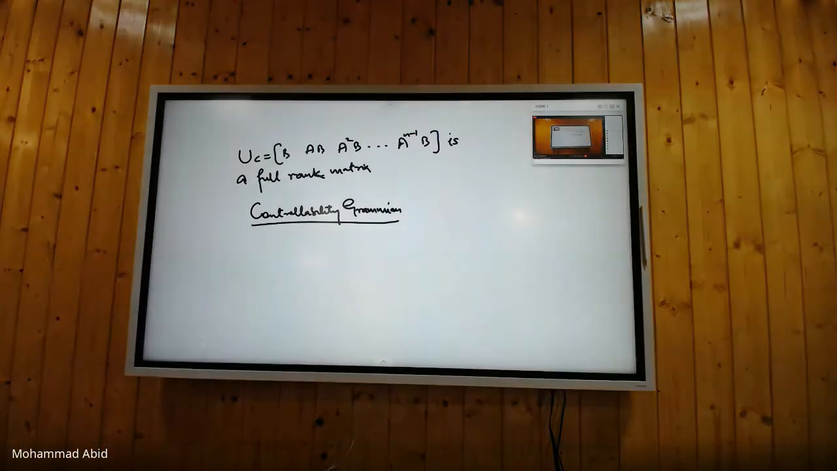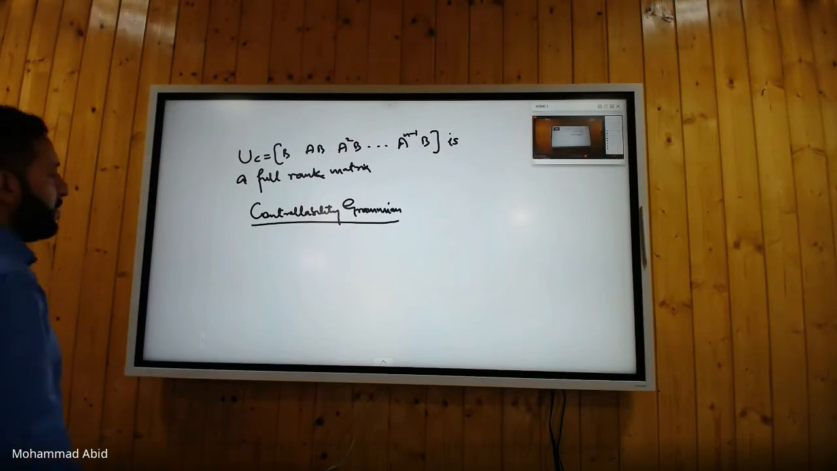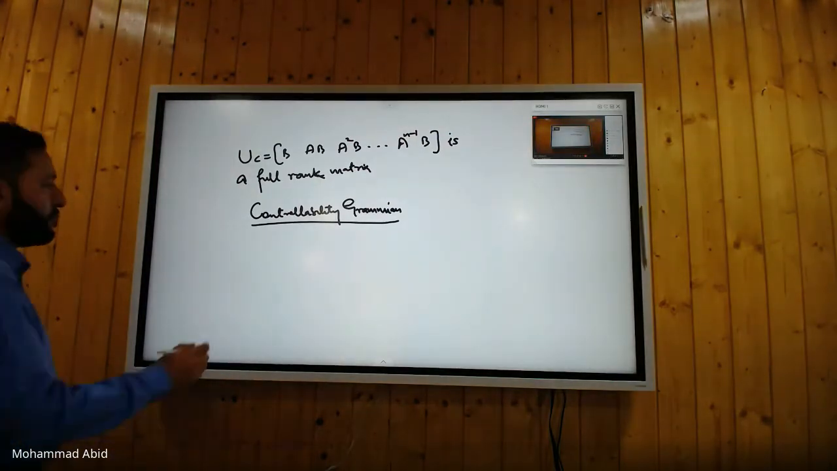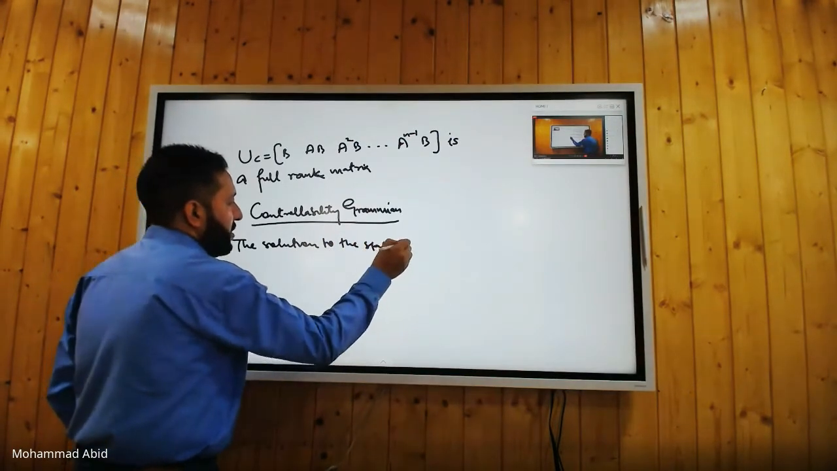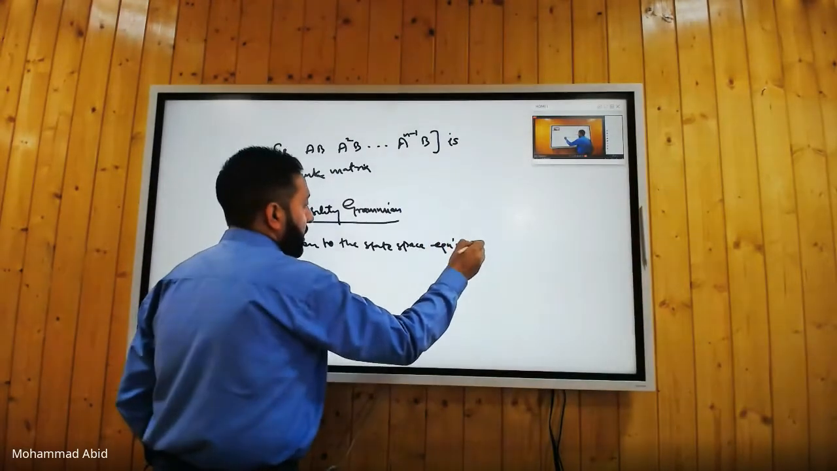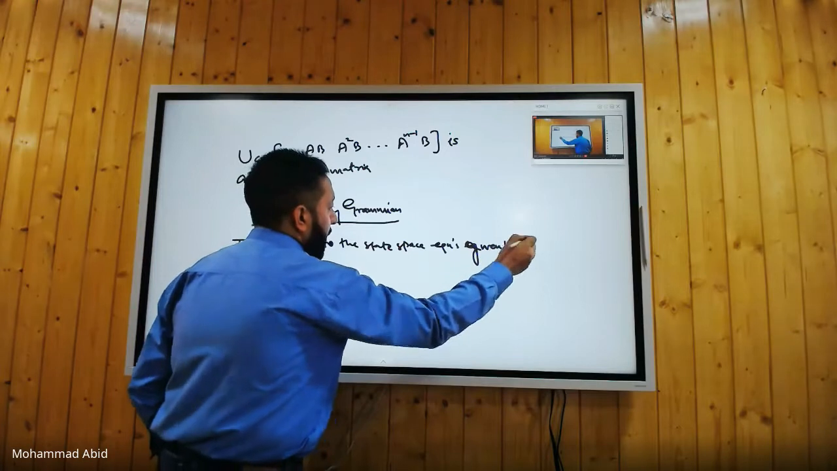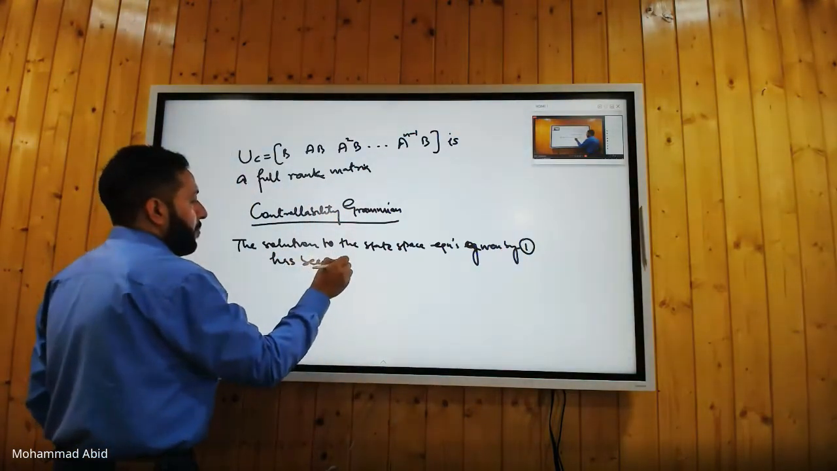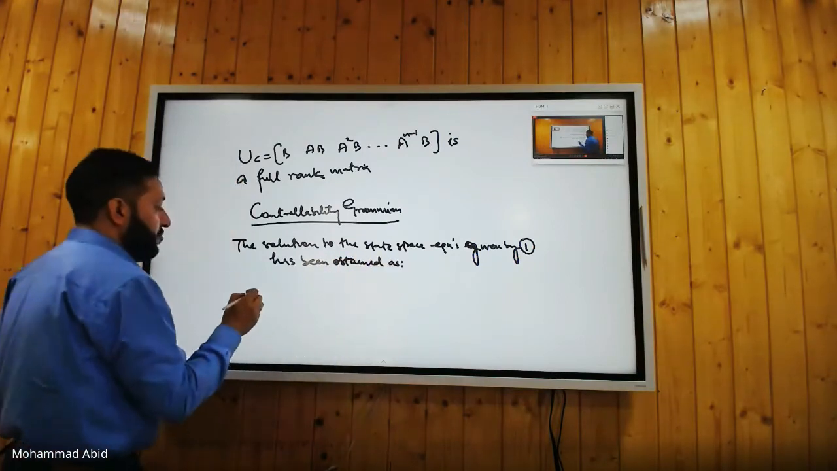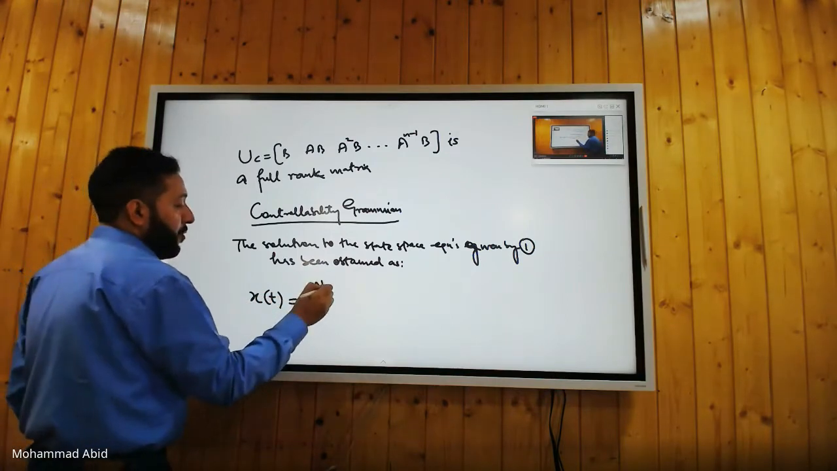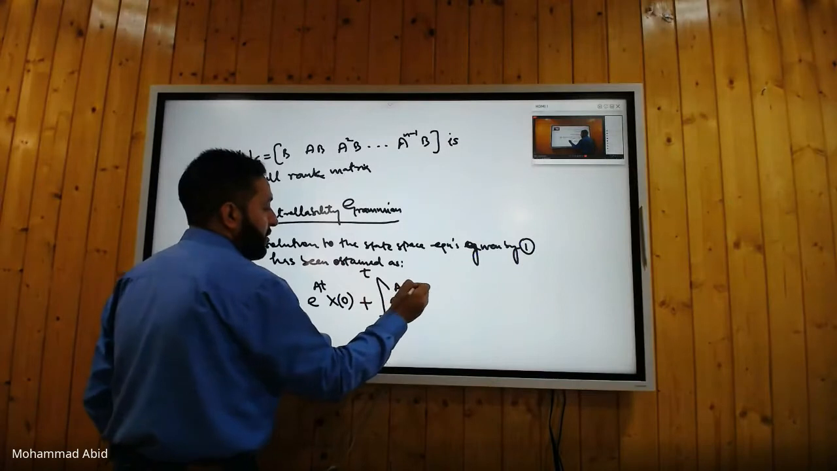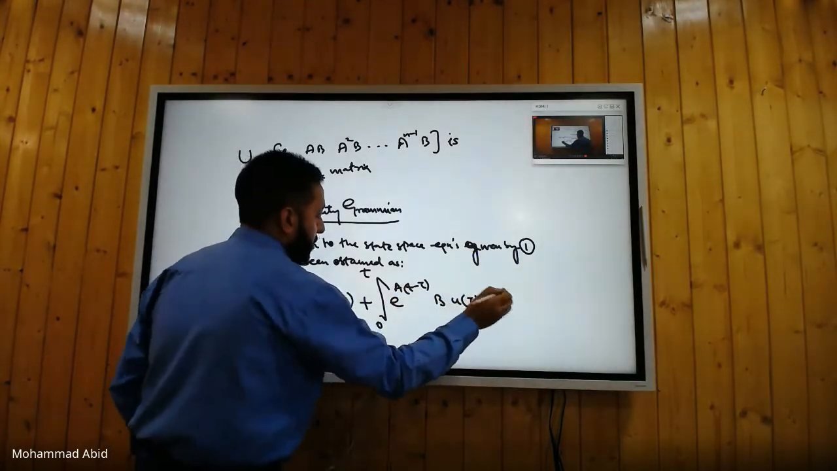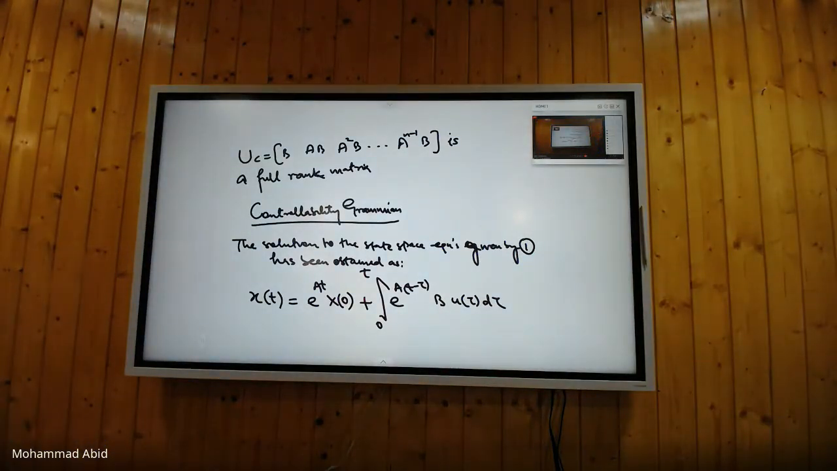Where does the controllability Gramian come from and how do we define it? You know that for the given set of state equations, the solution to the state space equations given by 1 is x(t) equal to e to the power At x naught plus the integral from 0 to t of e to the power A(t minus tau) B u(tau) d tau. You should remember this by now, you have even given the exam, isn't it? Yes, sir. Okay.